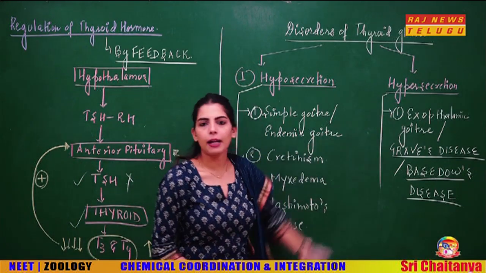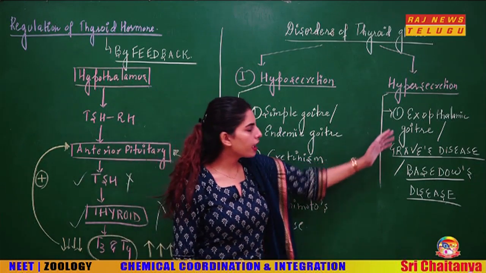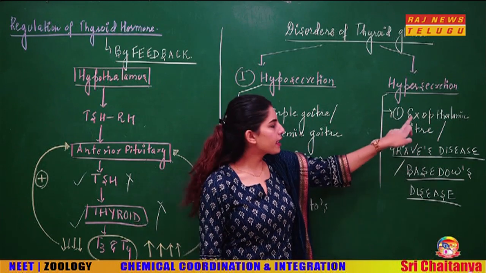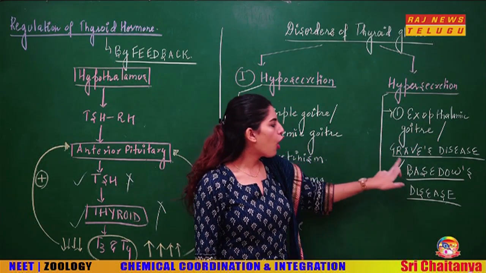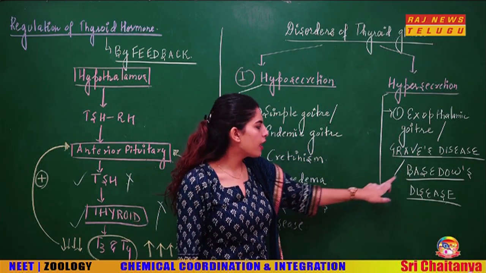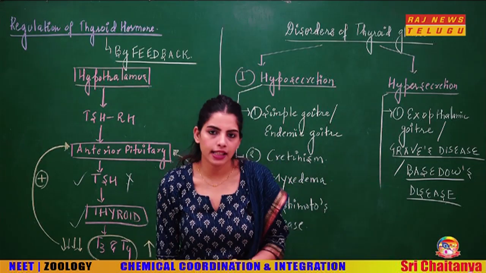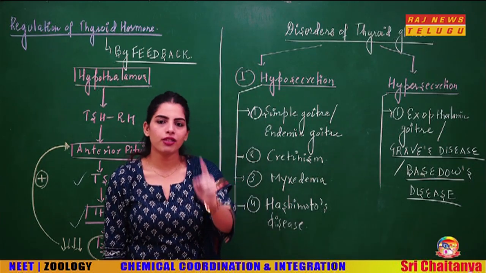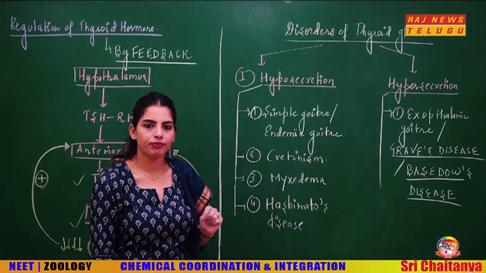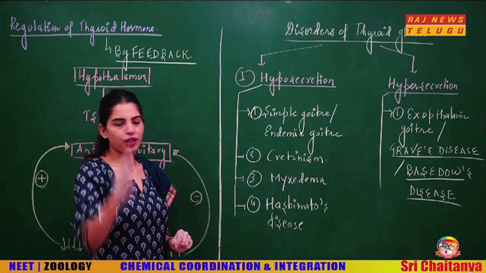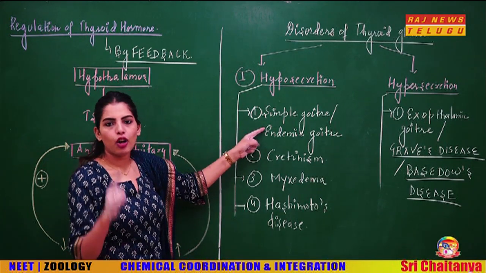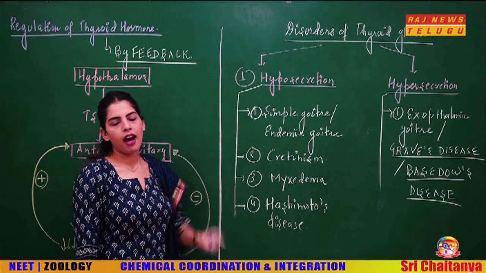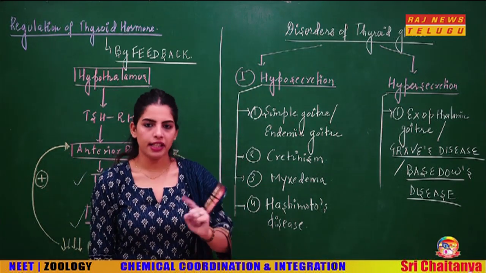So under hypersecretion, I have written exophthalmic goiter. That's exophthalmic goiter, or it is called Graves' disease, or it is called Basedow's disease. All right. Graves' disease, exophthalmic goiter, or Basedow's disease is a hyper condition. Under hypo, we have mentioned 4: simple goiter, also known as endemic goiter, cretinism, myxedema, and Hashimoto's disease.